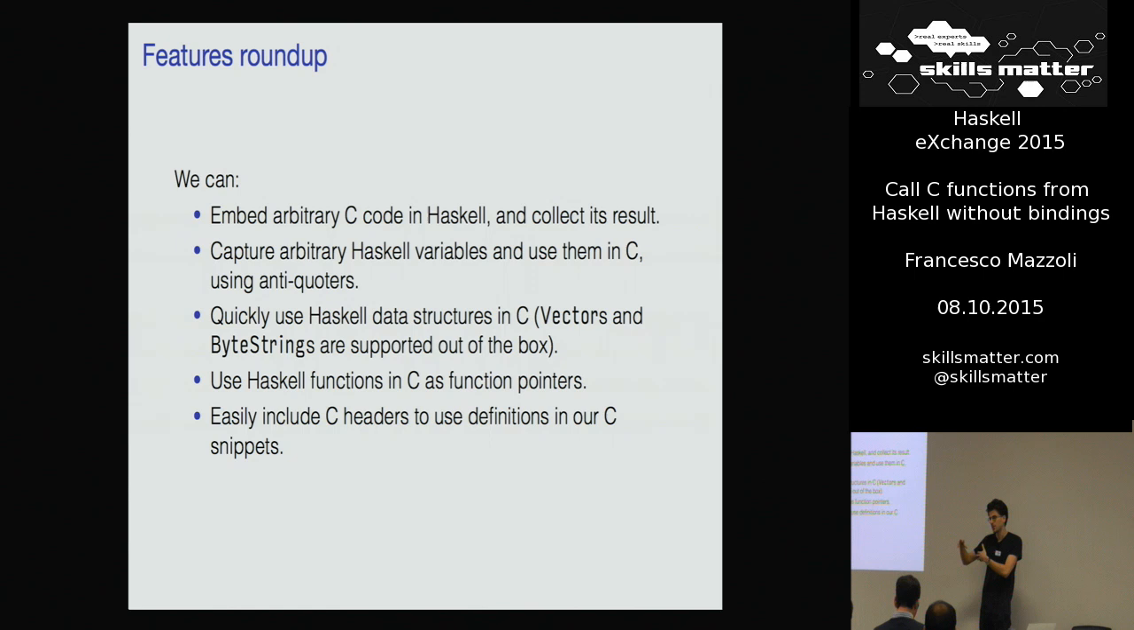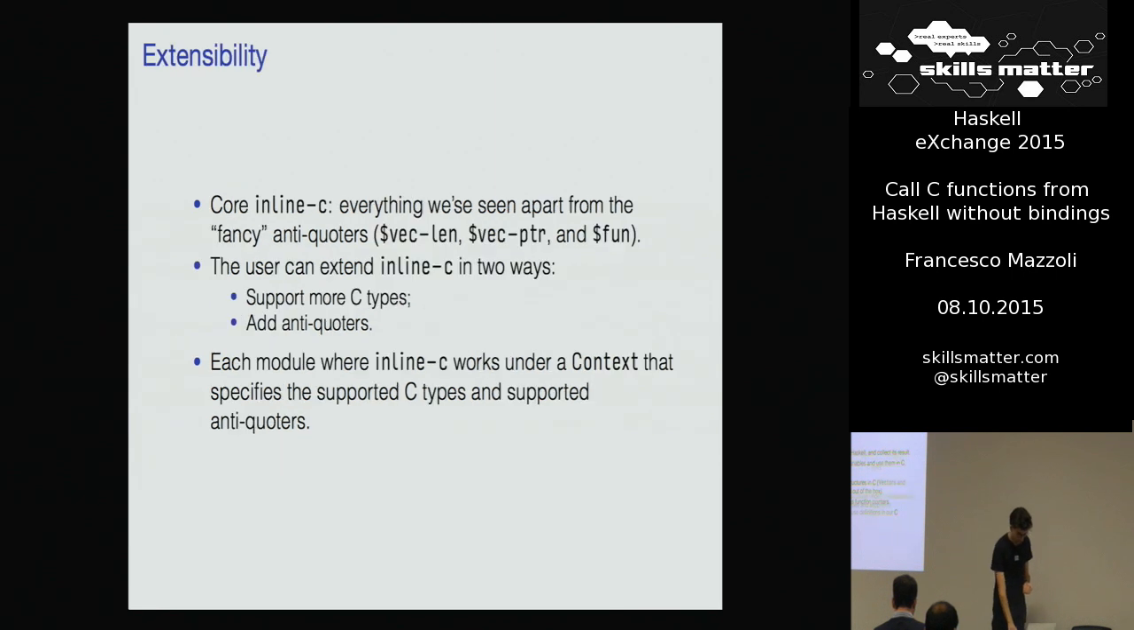For more complex anti-quoters, like vector and back pointer and back length and so on, they do something to make things happen. You can quickly use these Haskell data structures in C with these custom anti-quoters. You can use Haskell functions as C function pointers, and you can include C headers to easily use the definitions they define in the inline C snippets. So the core of inline C is everything I've shown apart from back length, back pointer, and fun, the additional anti-quoters.